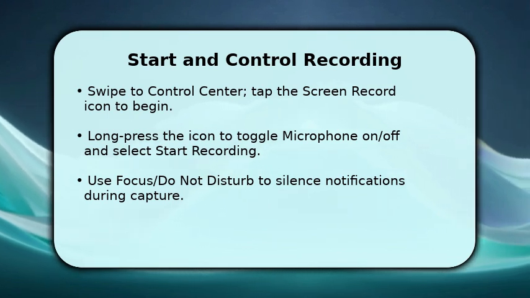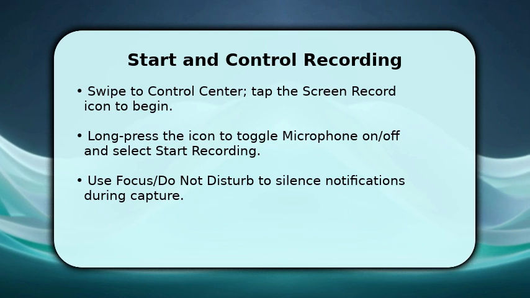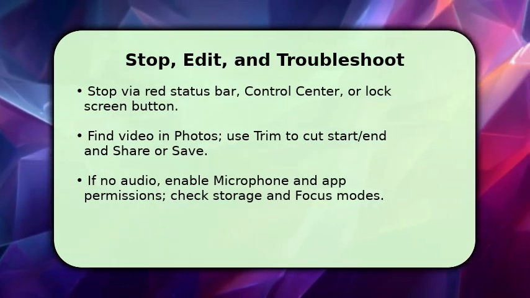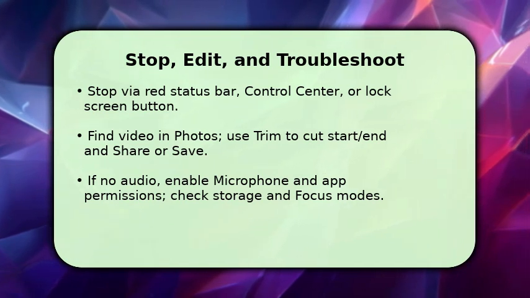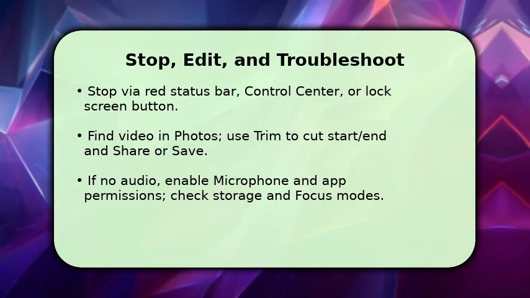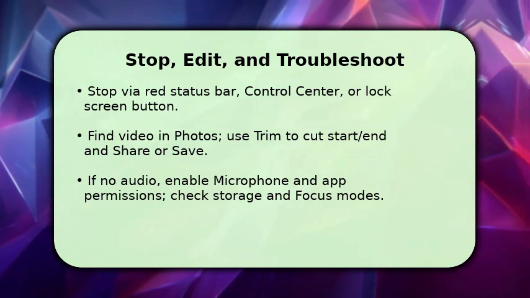To finish, tap the red status bar and confirm stop, or reopen Control Center and tap the record icon again. Either method saves the clip to Photos automatically. Once saved, open Photos to trim start and end points, add basic edits, and export or share.